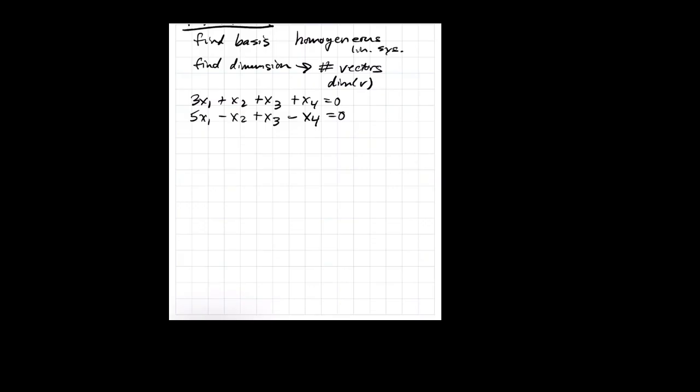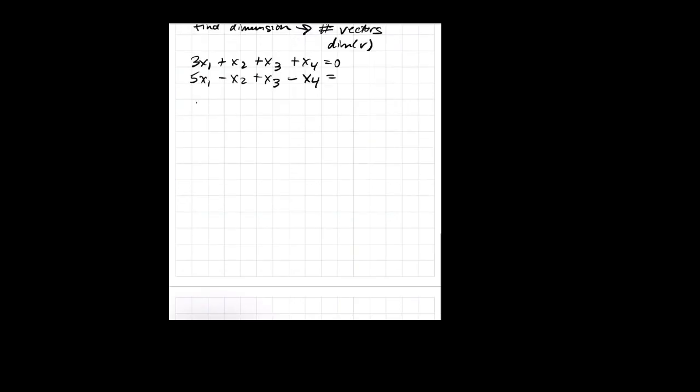Yeah, I like it. A really good way to do it, like what you just said, would be to form an augmented matrix. So here we'd have this augmented matrix of 3, 1, 1, 1 and 5, -1, 1, -1. And what would be the last column? We're doing an augmented matrix. Yeah, we've got zeros. So what would you want to go ahead and do with this?